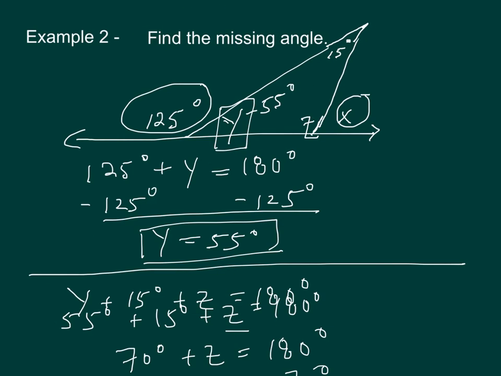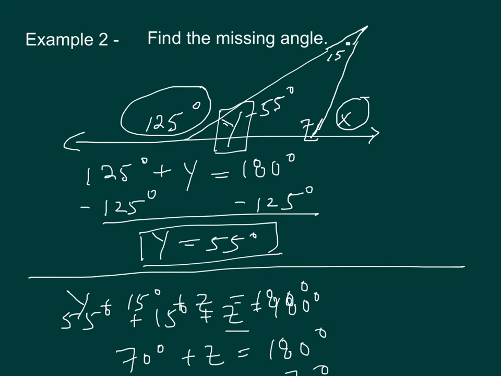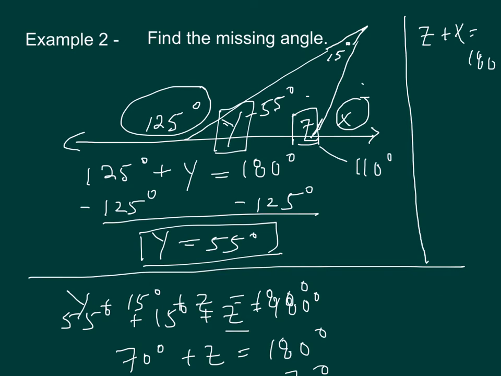So I'm going to put 110 degrees over here for z. And then finally, we can solve for x. And I'll box this in over here. We do know that there is a relationship between angle z and angle x. And the relationship is that they are supplementary. So z plus x is equal to 180 degrees.